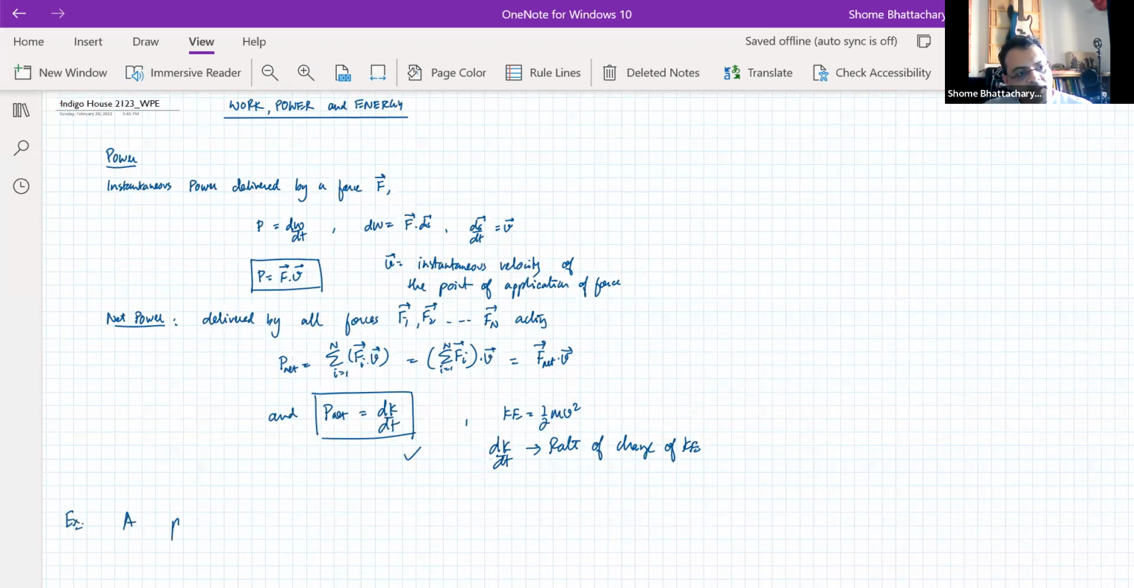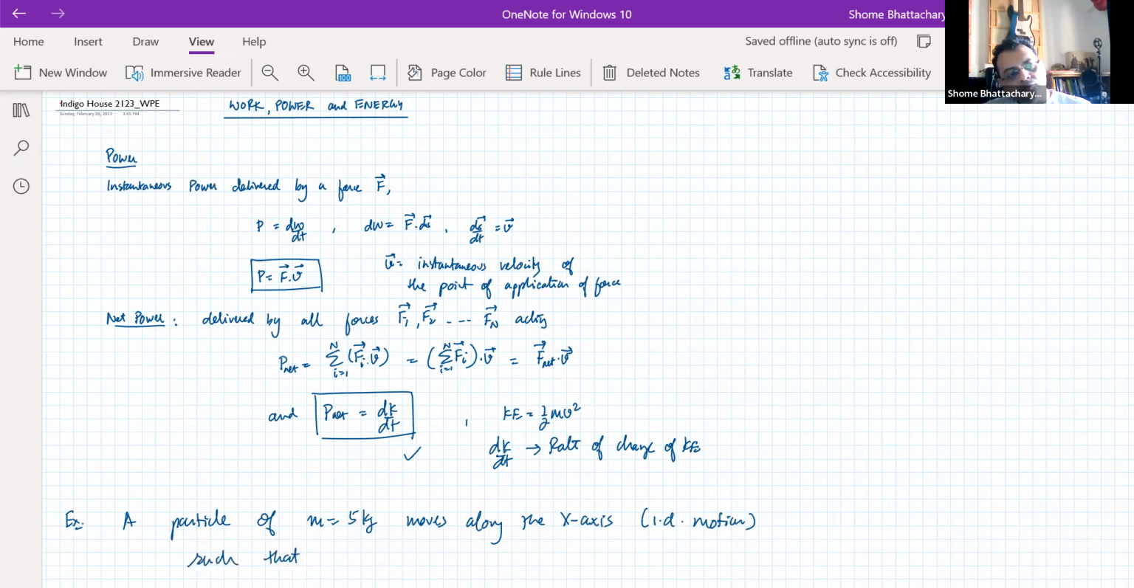For example, a particle of mass, suppose 5 kilograms, moves along the x-axis. So it is in 1D motion, such that x is equal to, let us say, this much as a function of time, where x is in meters and t is in seconds. Okay, so its x coordinate as a function of time is like this.